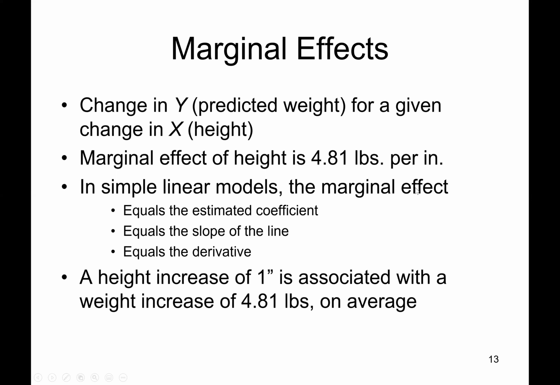In simple linear models, it's quite convenient. As I pointed out to you, the slope doesn't change in linear models. So in simple linear models, the marginal effect is equal to the estimated coefficient, which we saw in that Stata output with all the numbers. It equals the slope of the line, which we saw on the graph, and it also equals the derivative of that line. That's the same thing as slope in this case. So let me just pause here for a minute.